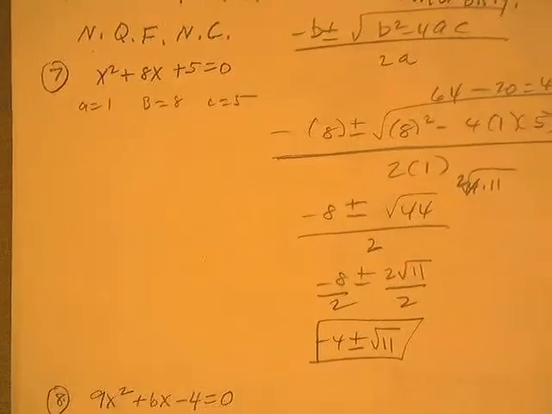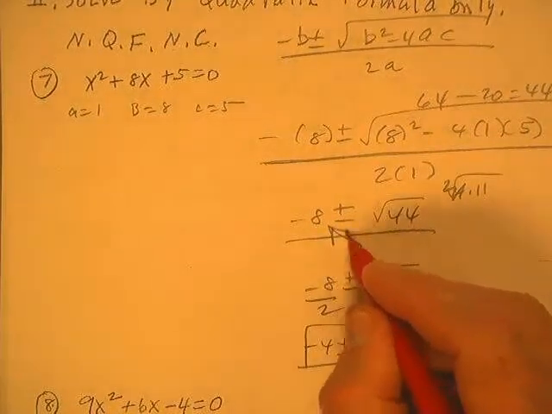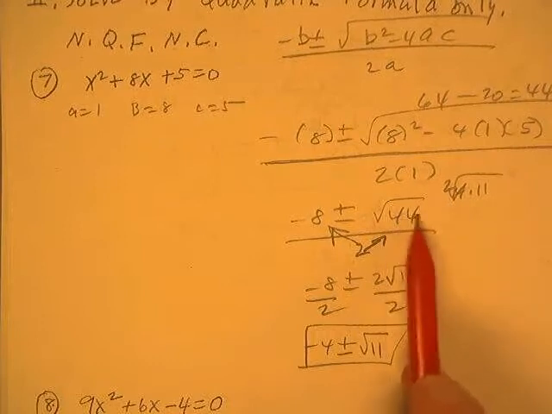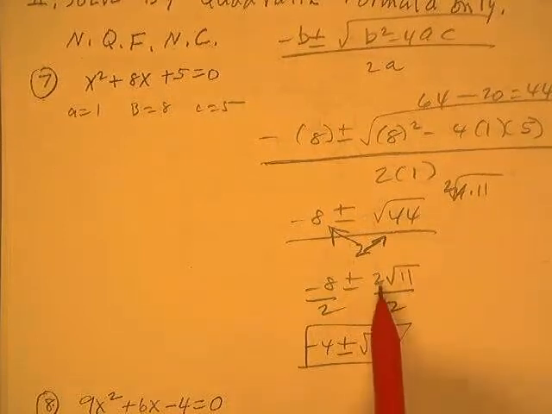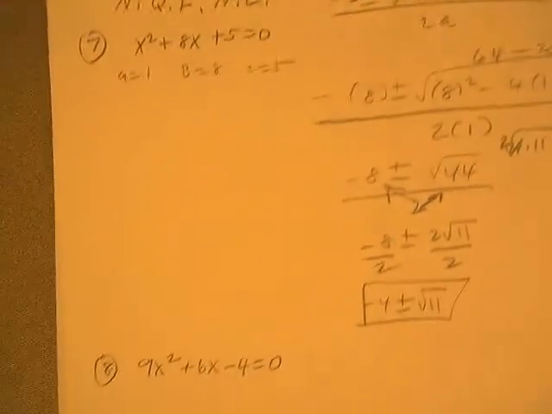Whoops, needed to move that up a little bit. So right here, when you got it, this 2 divides both directions. So when 44 changes to 2 root 11, this 2 is going to go there, and this 2 is going to go here. Very good.